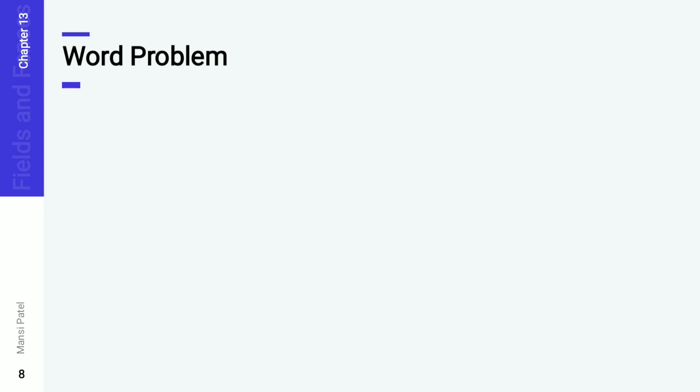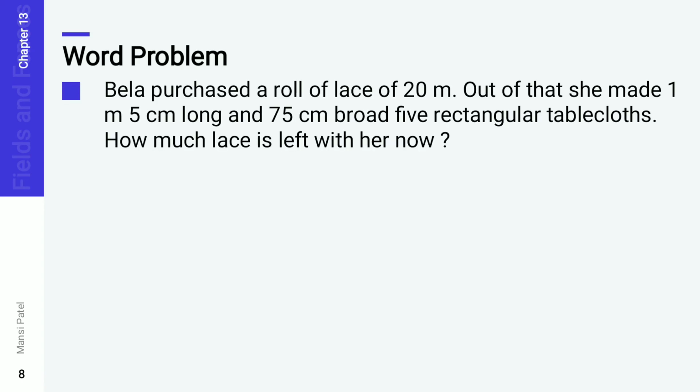Let us see one another word problem. Bella purchased a roll of lace of 20 meter. Out of that, she made 1 meter and 5 centimeter long and 75 centimeter broad, 5 rectangular tablecloths. Now see here, she purchased one roll of lace. And what is the total length of that roll of lace? That is the 20 meter.